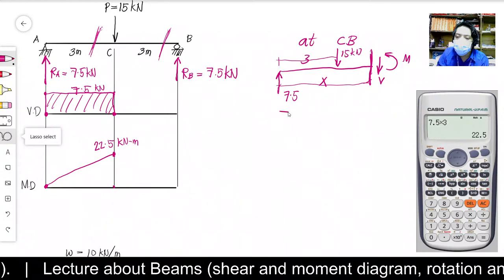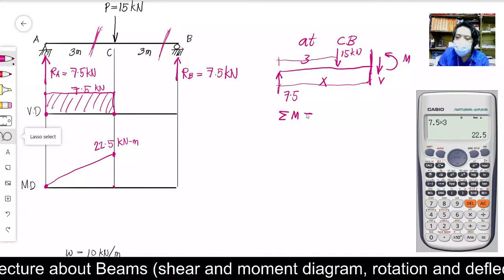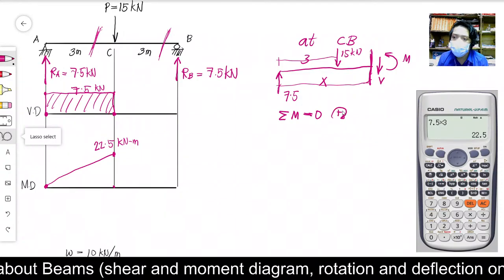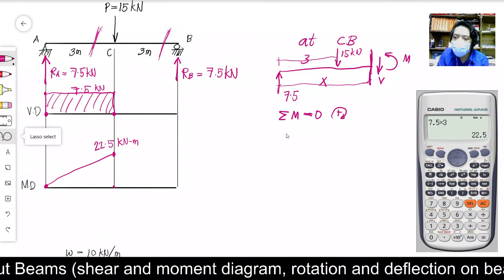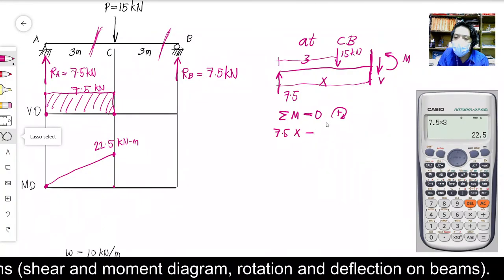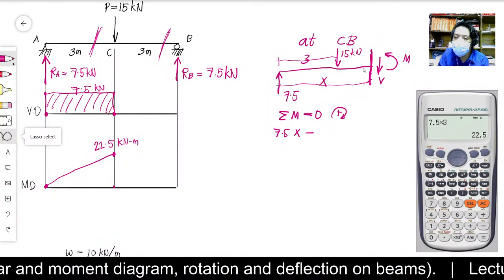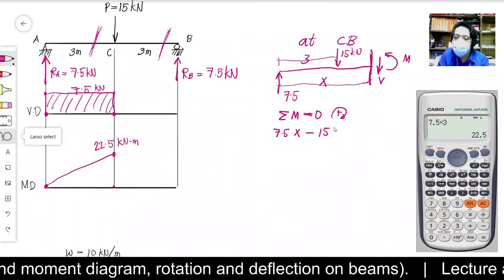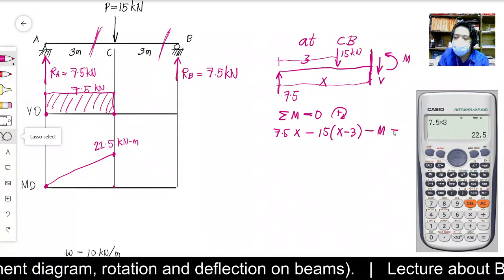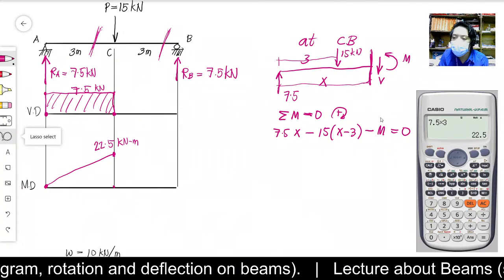The summation of moment at the cutting plane should be equal to 0. We will take the clockwise moment as the positive moment. The forces that yield a positive moment are the 7.5 multiplied by x, minus the 15, whose distance from the cutting plane is x minus 3. So that is 15 multiplied by x minus 3, and of course the moment. This is equal to 0.